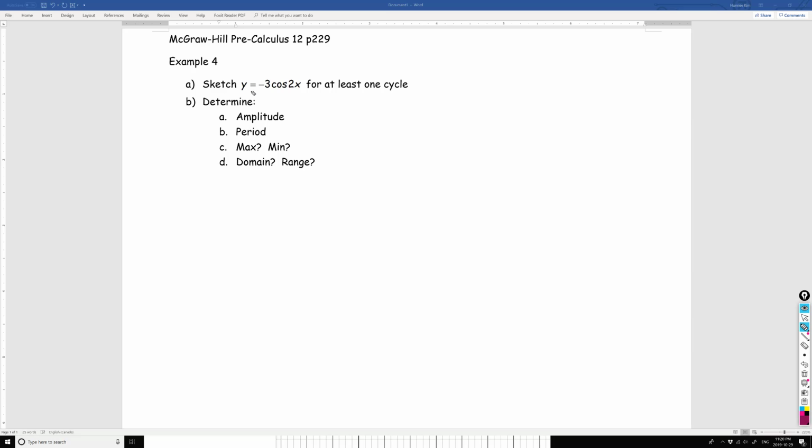So let's sketch y equals negative 3 cos 2x for at least one cycle. Okay, so the negative 3 means y's are multiplied by negative 3. So let's first of all start off with cosine.